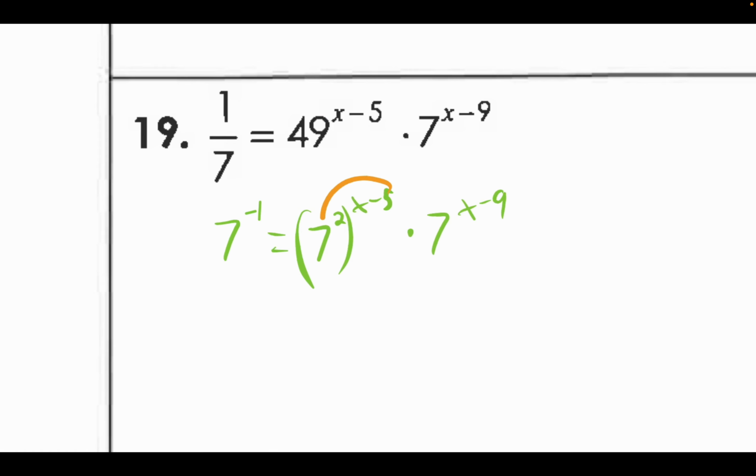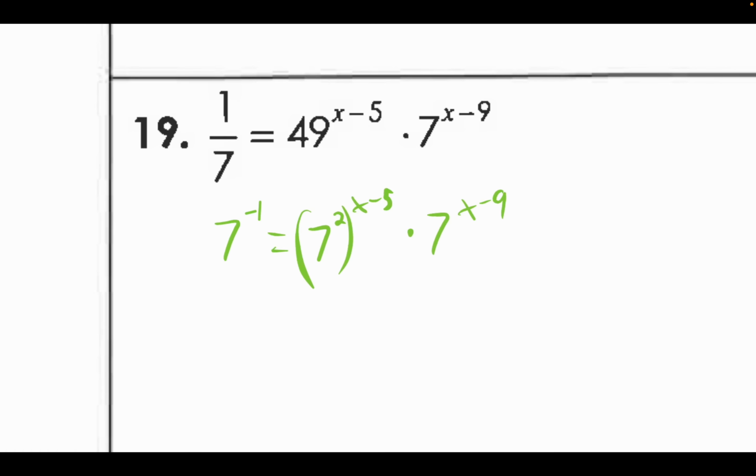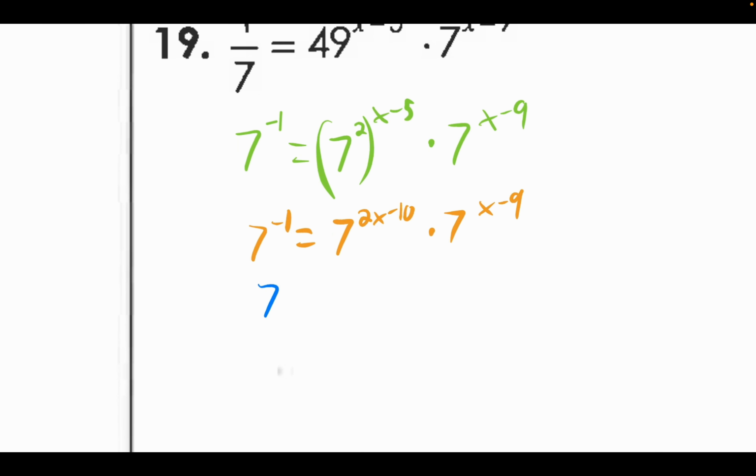Next, we'll have to finish multiplying these exponents together. Then we can combine these into one base. And so the left side is just going to chill and keep being rewritten for a moment. And so on the right, we're going to get 7 to the power of 2x minus 10 times 7 to the power of x minus 9. And then we're going to combine like terms on the right for those exponents and get 7 to the power of negative 1 equals 7 to the power of 3x minus 19.